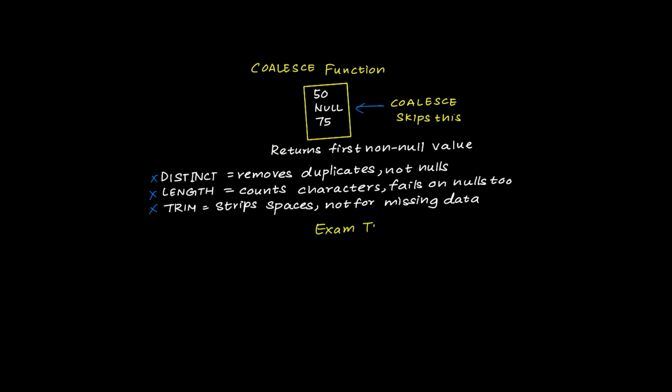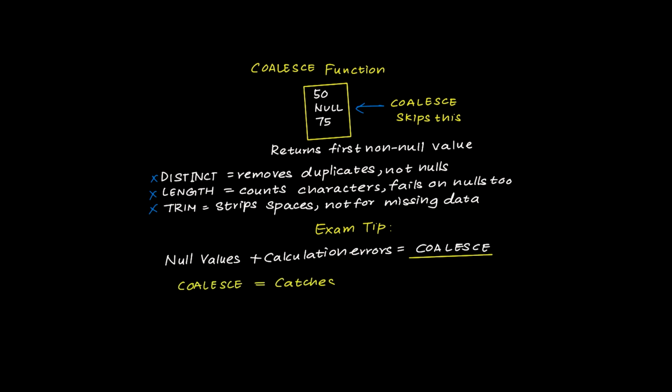Here's a WGU D467 exam tip for you. When a question mentions null values causing calculation errors or needing to skip missing data, coalesce is the answer. Quick recall hook. Coalesce equals catches nulls, continues calculating.